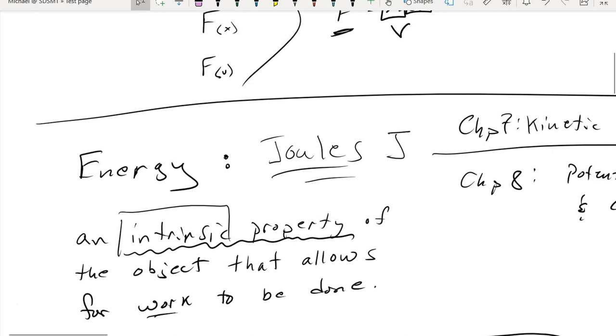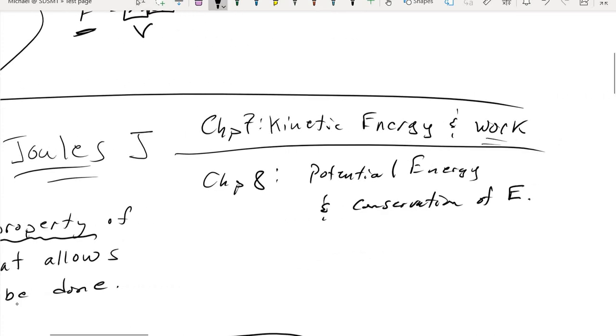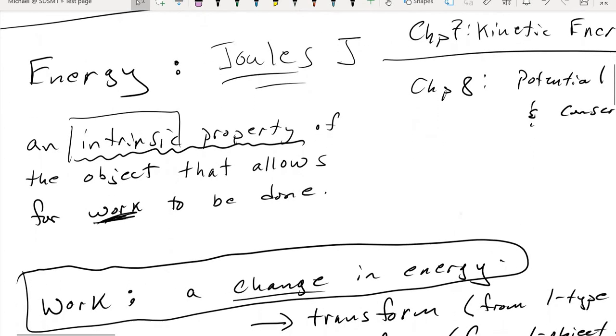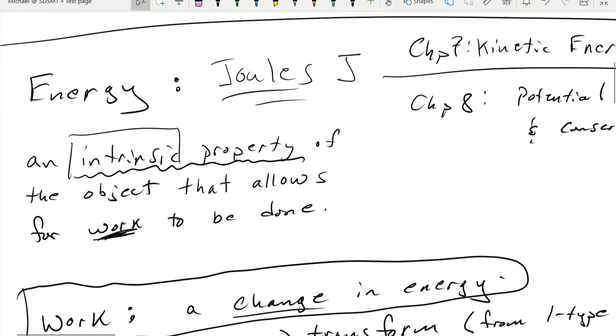All right, well, we see the word work in there, and work was the other major topic that was going to show up in this chapter. So let's get a definition for work. Well, work, by definition, is a change in energy. So we've just provided ourselves with a circular definition. We have some intrinsic property that allows us to do work. Well, what is work? Work is the change in energy. But what's energy? It allows us to do work. So far, nothing is helping.